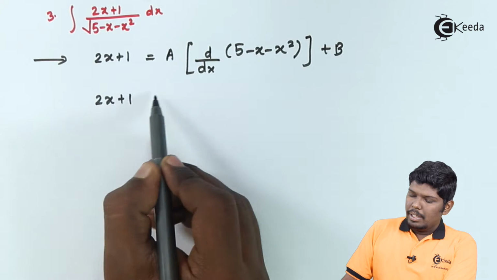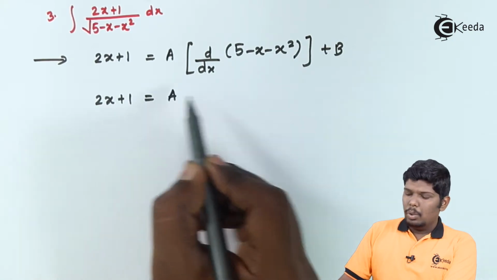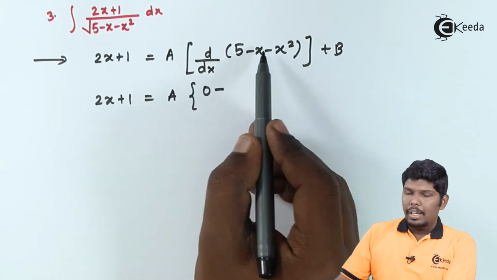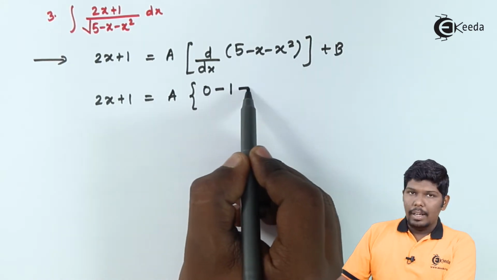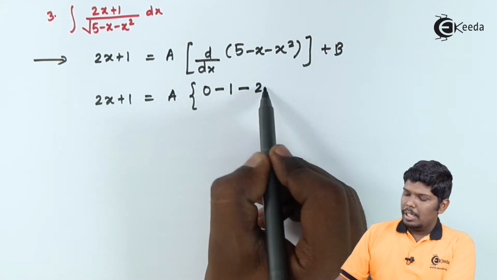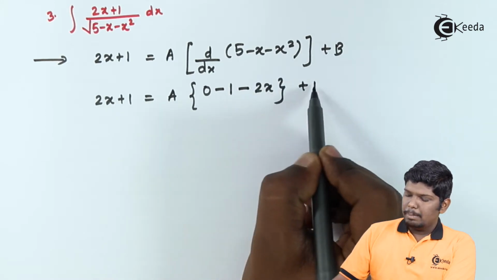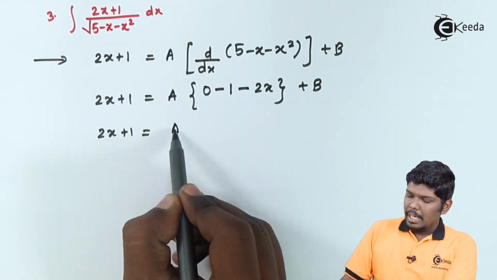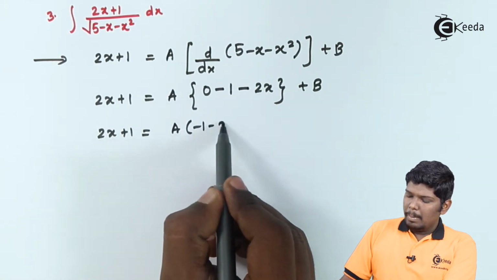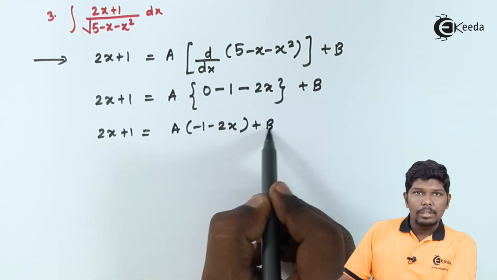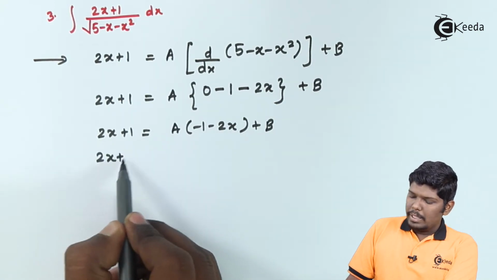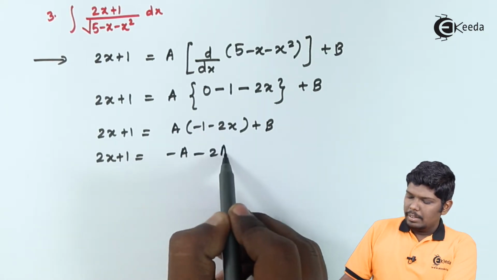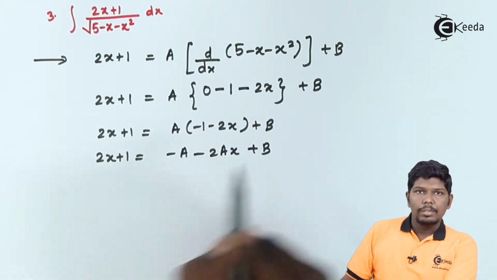2x plus 1 is equal to a into derivative of 5 will be 0, derivative of x is 1, minus derivative of x square is 2x plus b. On further solving, we have 2x plus 1 as a into minus 1 minus 2x plus b. This will give you 2x plus 1 as minus a minus 2ax plus b.